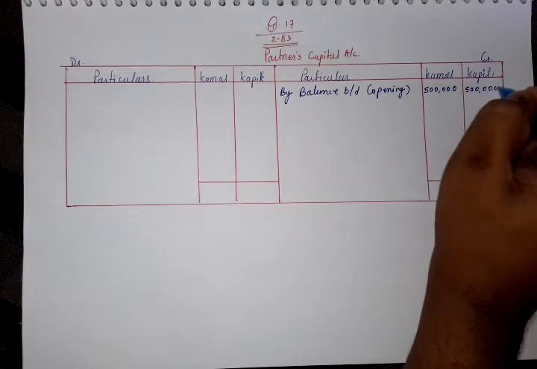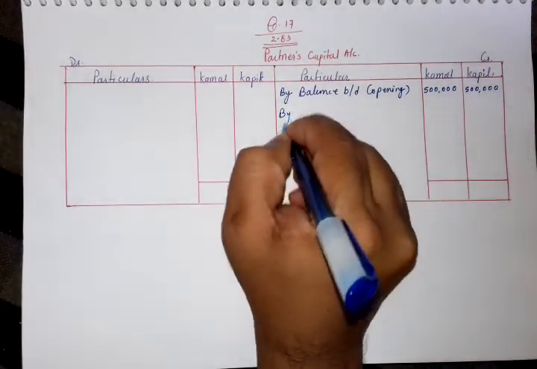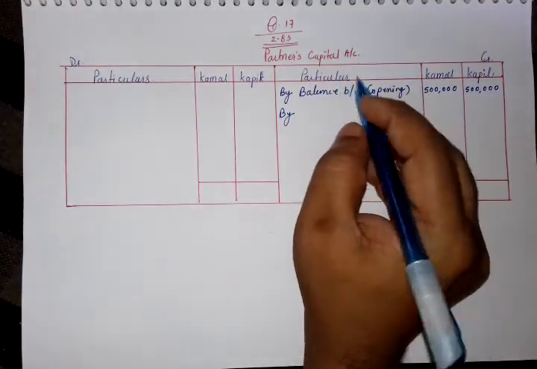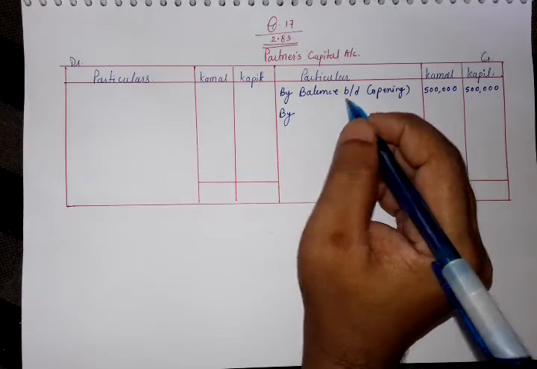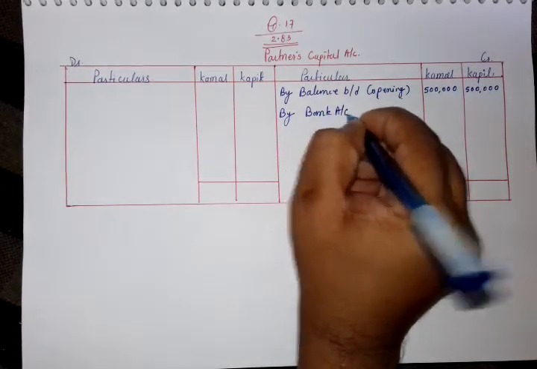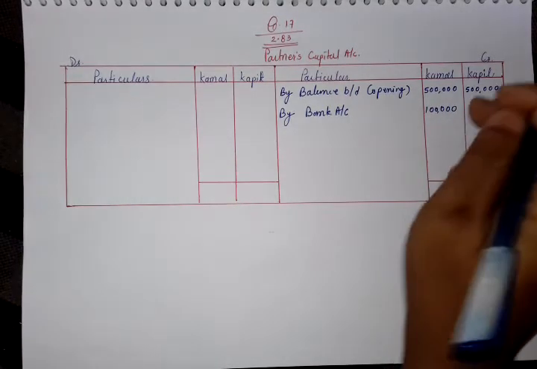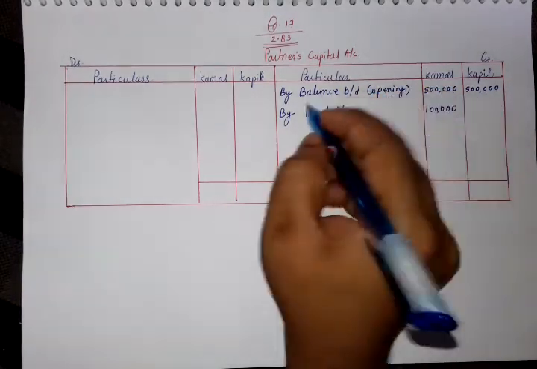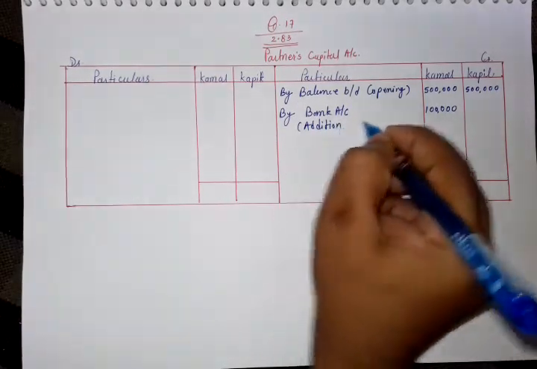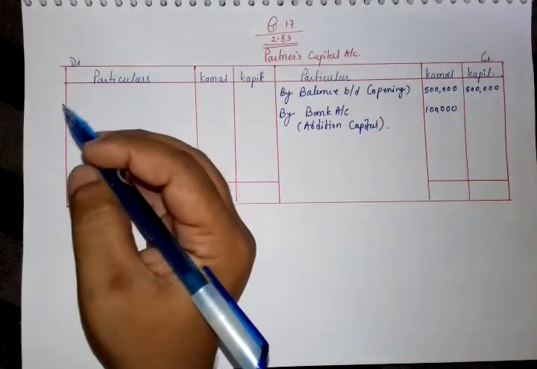5 lakh rupees each. Okay, but in case of Kamal, he introduced some additional capital. How much? 1 lakh rupees. So we have to write bank account in Kamal's column 1 lakh rupees. Why 1 lakh rupees? Because it is an additional capital. Okay.